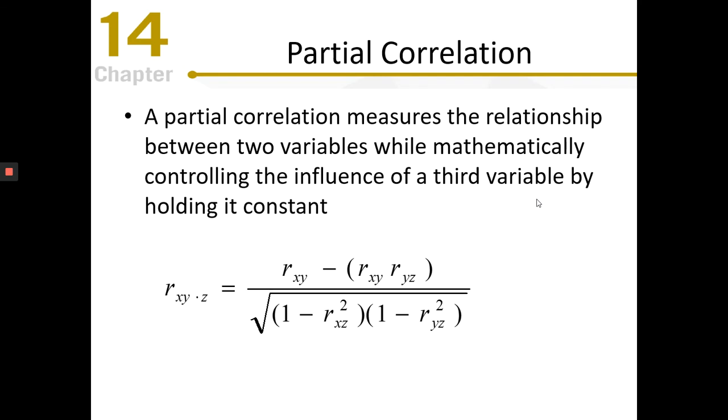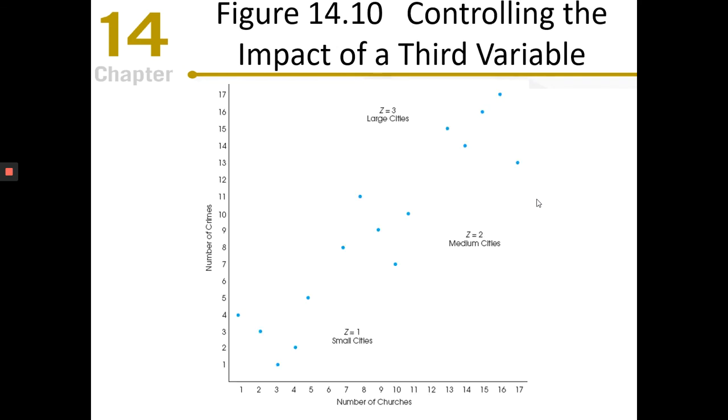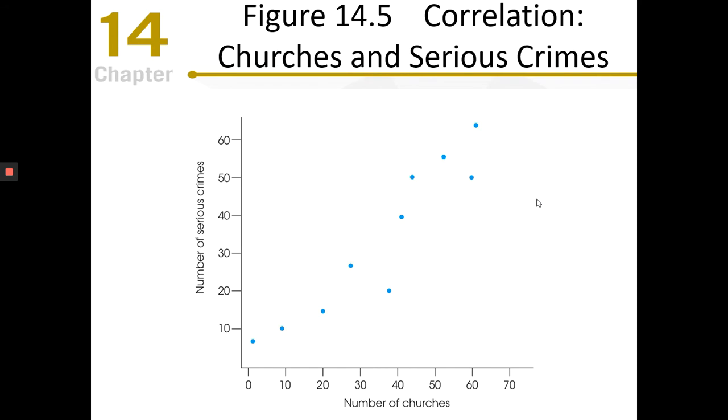So partial correlation is sort of what we were just talking about. We have two variables here: number of churches and number of serious crimes. It's just a simple, what we call bivariate correlation. Bivariate, bicycle, two wheels, two variables. So it's just a simple relationship.